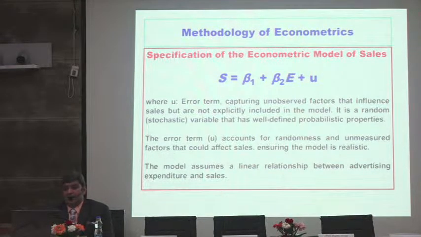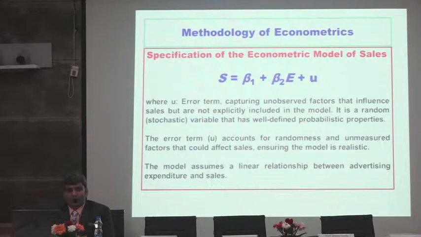Next, we have the specification of the econometric models for sale. So in the existing model, we add the error term U. U represents the unobserved factors, the chance factor. Sale will increase, but the exact increase in sale will depend upon another factor also, which we have not captured in this model. All such factors will be covered by U, that is the error term.